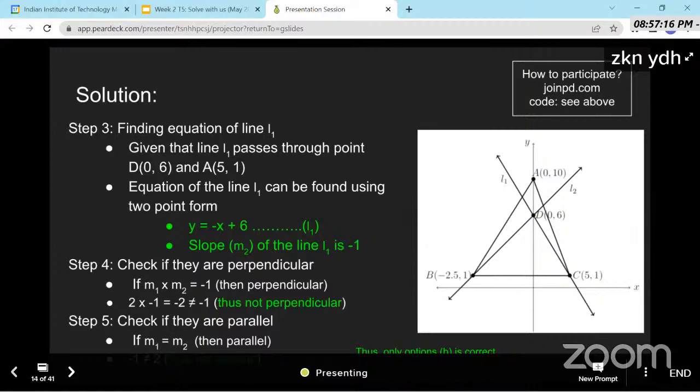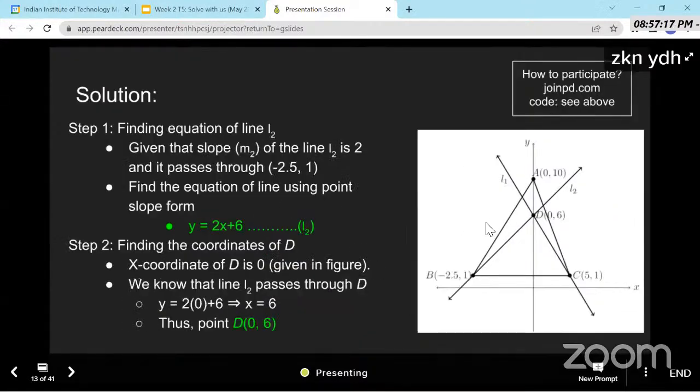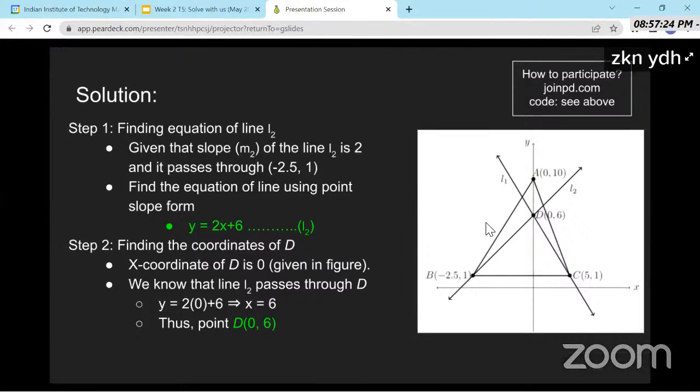So how can we get this point D? You see this, first of all, you know how to get line L2. You got that? Yes, sir. Now you see this L2 passes through this D, right? What is the coordinate of D? 0, something, right?